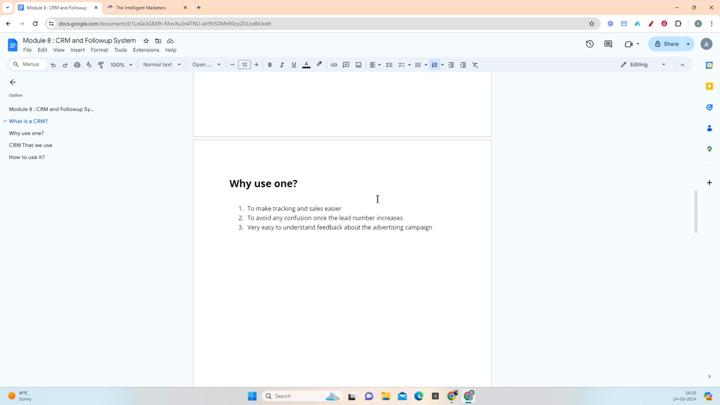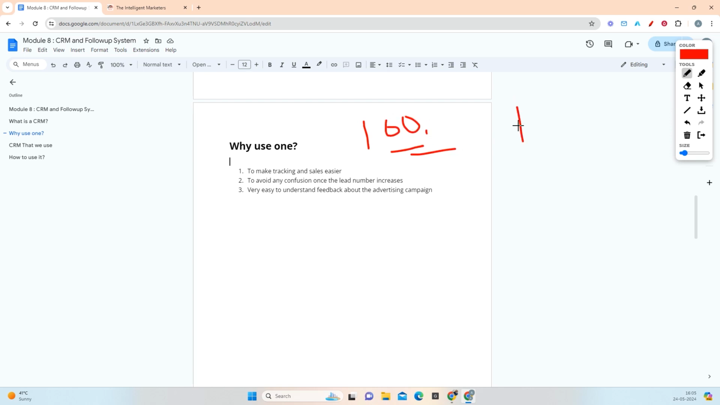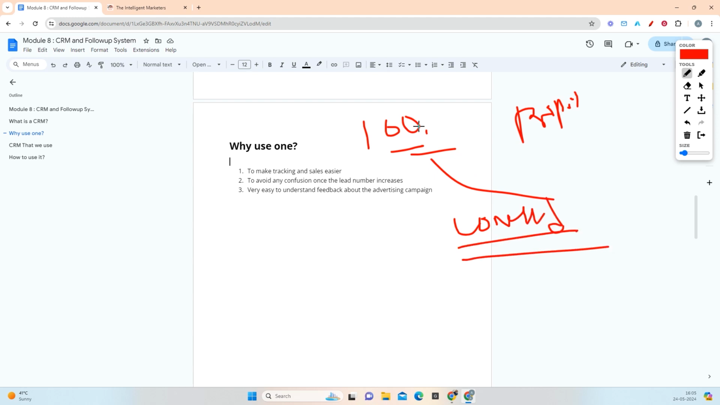The second thing is, why exactly do we use a CRM? I've already told you about this, but I will repeat myself. The first thing is we want to make sure tracking and sales are very clear and easier. Let's say once you generate 100 leads, you want to know out of those 100, how many proposals you submitted, and how many people got converted. So you want all this data tracked very easily.